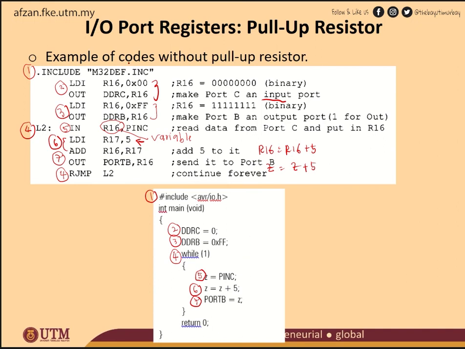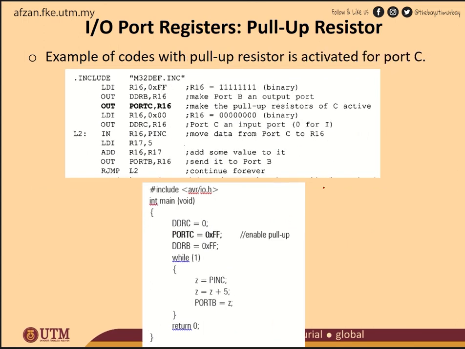Okay, so this is an example of code without a pull-up resistor. You do not activate the pull-up resistor. Okay, next, you're going to activate your pull-up resistor. The same programming here, the difference is here. You see here, OUT PORTC, R16, means that you enable your pull-up resistor by putting FF to your port C.